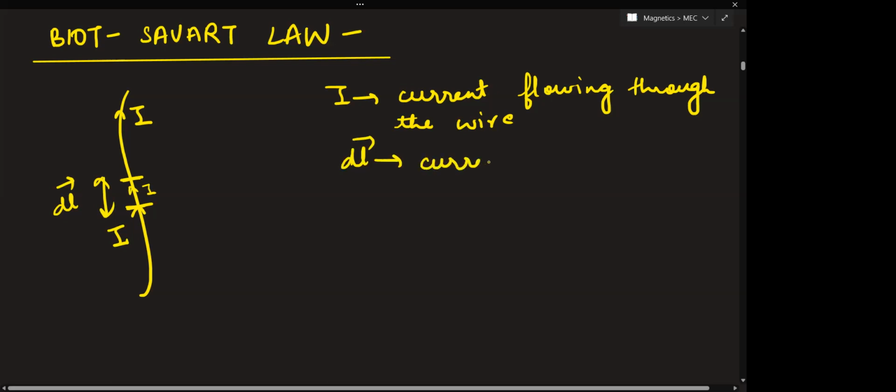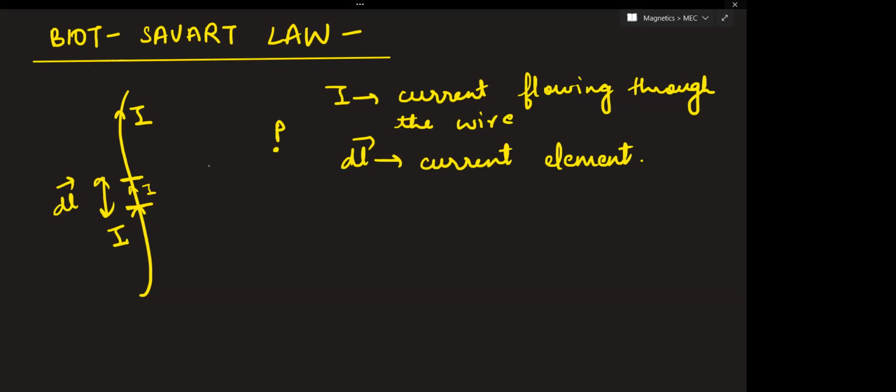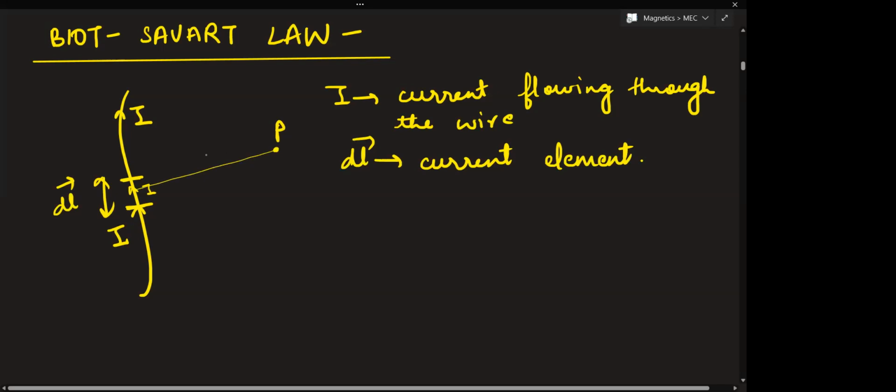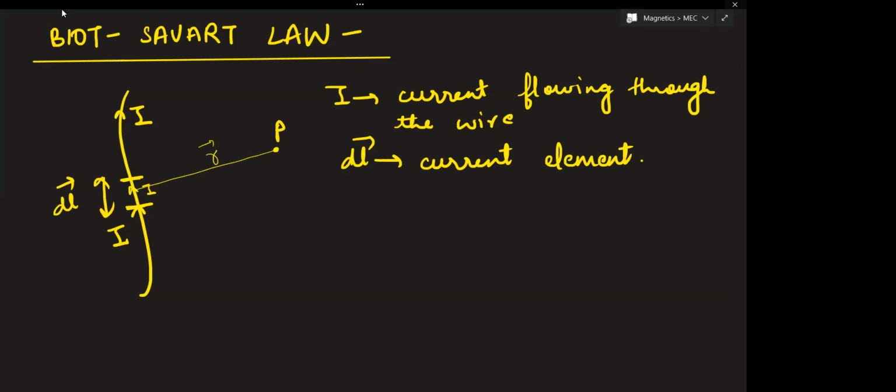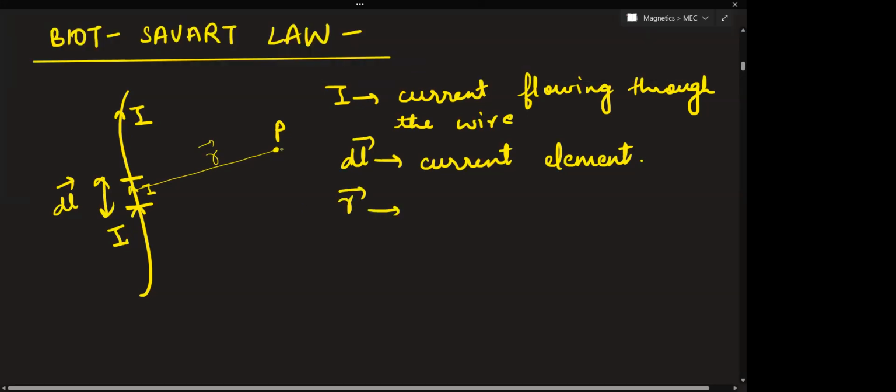This is the current element. I have taken a random point P. And small r is the position vector from this point P to the current element. The separation between point P and the current element. So this is the position vector of this point P that we have taken.